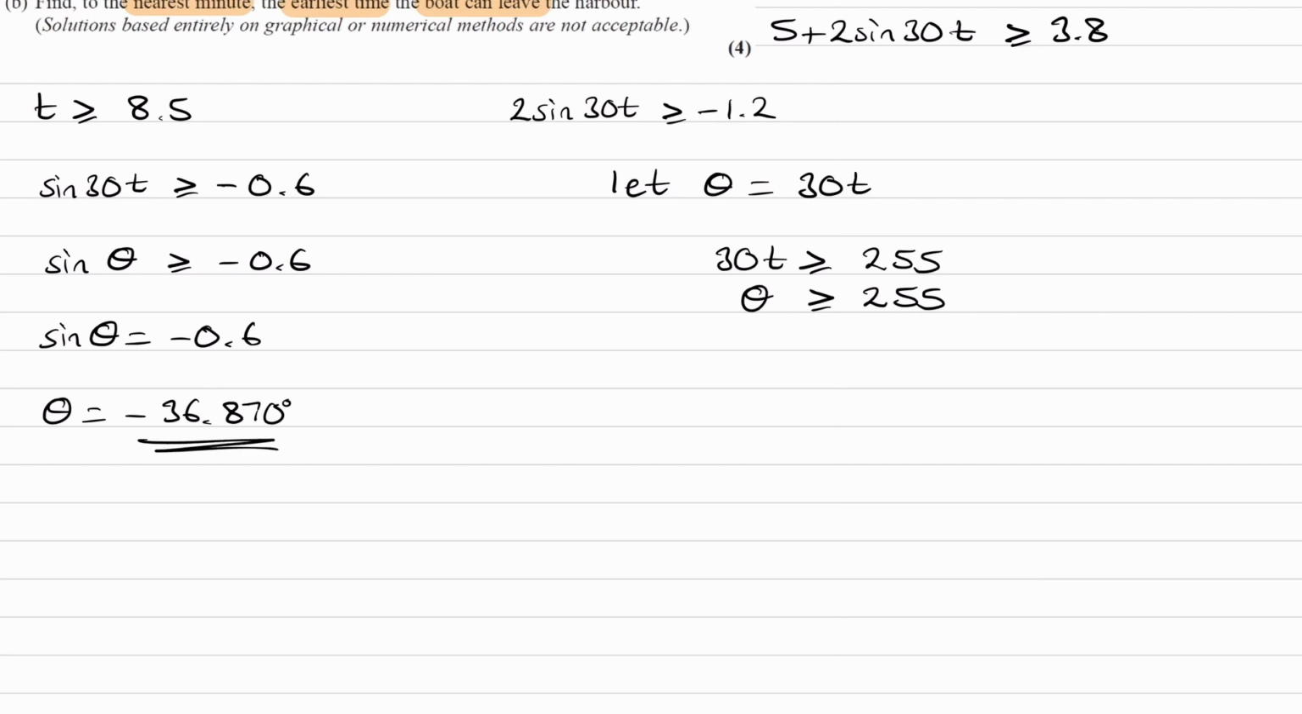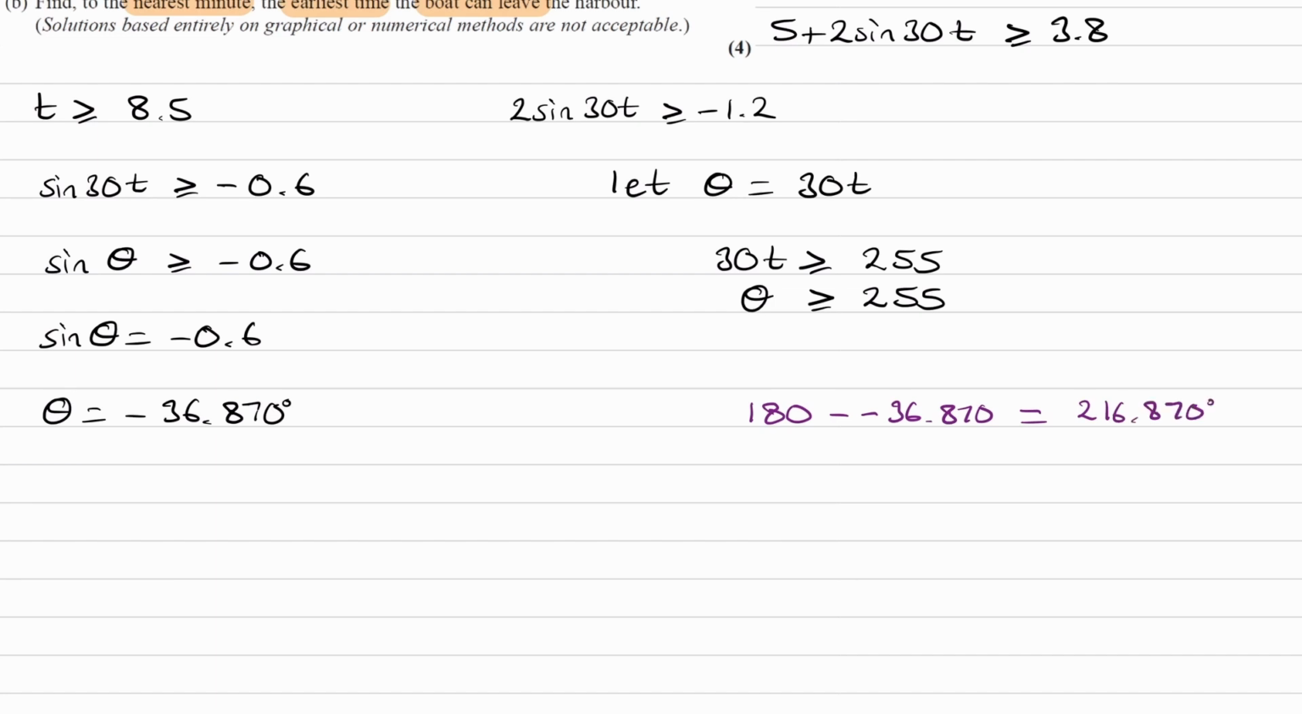Now, without having to draw the graph, we can always use this rule. Whenever we're doing inverse sine of a number and we end up with our principal value, we can then do 180 minus our principal value, whatever that might be. In this case, it's minus 36.870.